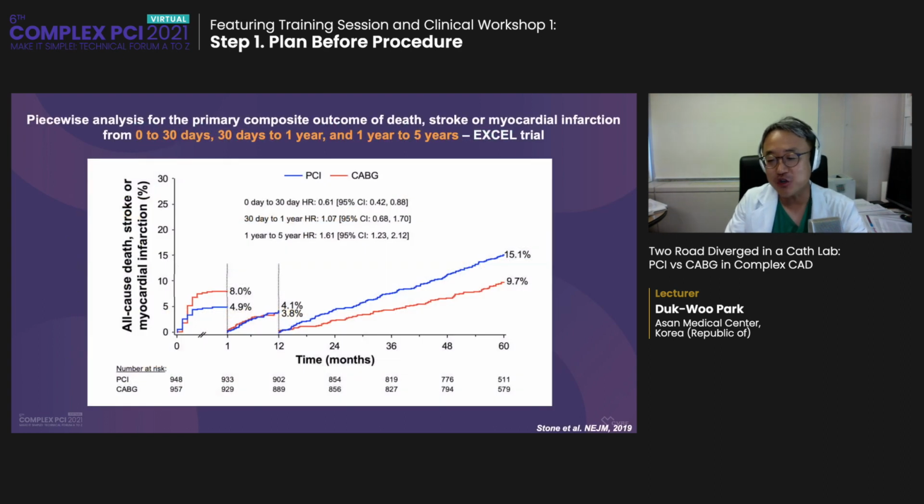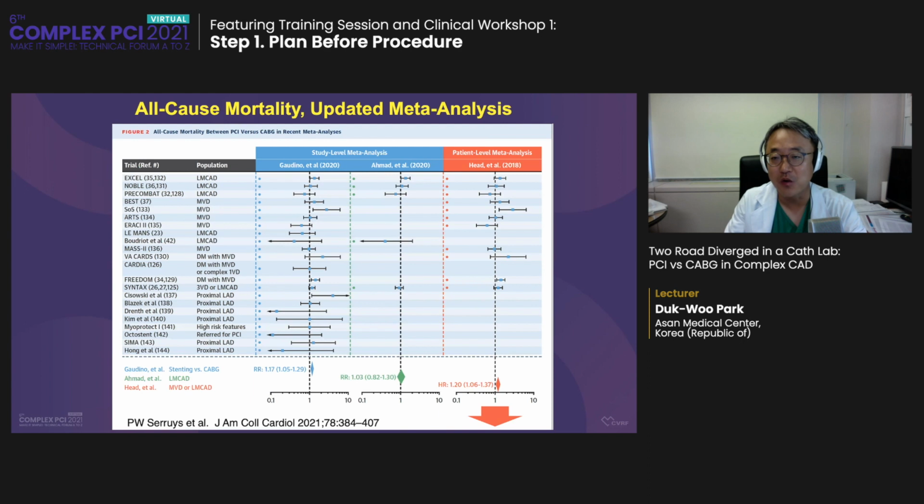The EXCEL trial gave some boost to the debate, PCI versus bypass surgery. There was a time-dependent variation in the relative treatment effect, PCI versus bypass surgery. Also, some all-cause mortality issue was raised. However, if you summarize all available clinical trials, and include left main plus multi-vessel disease, mortality was better for bypass surgery. If you confine to left main disease, as done in the European Heart Journal, there was no difference in mortality at all.